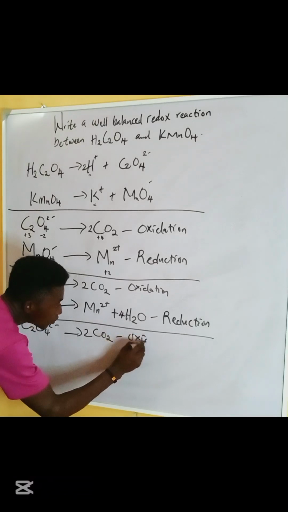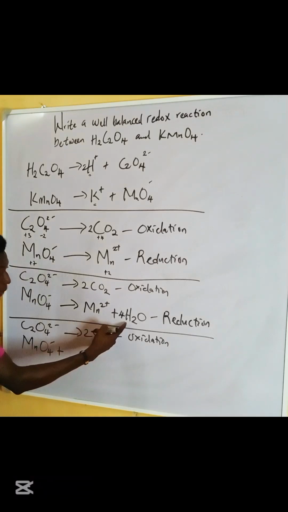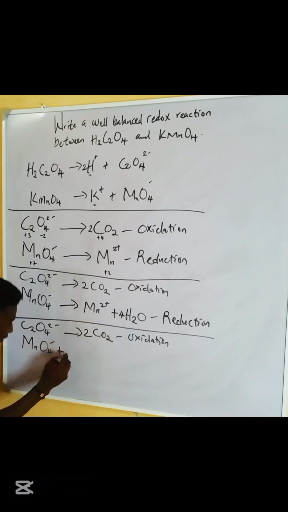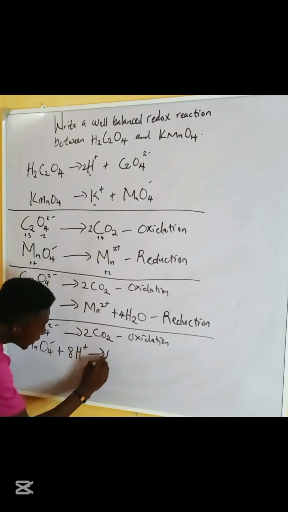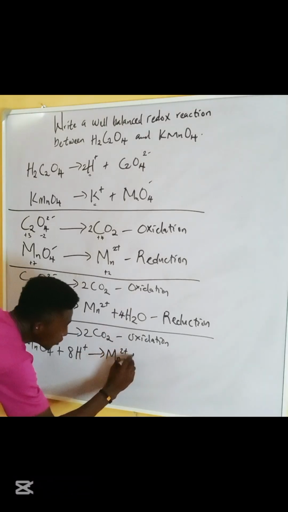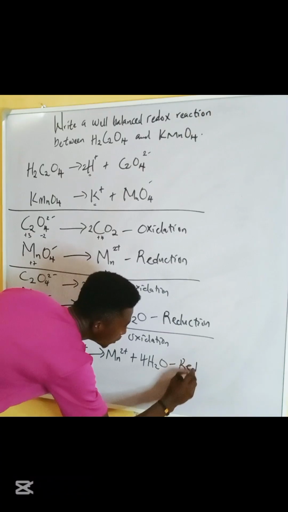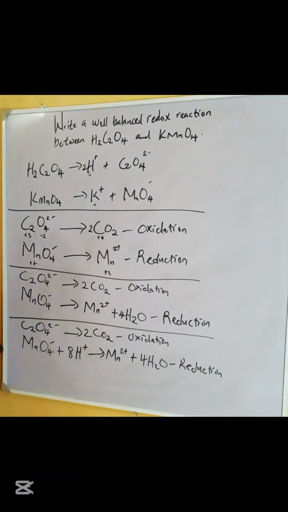to 2CO2, oxidation. Now for my reduction, I have this plus how many hydrogen atoms do I have here? 4 times 2 is 8. So I have plus 8H plus. Do you understand now? To form Mn2 plus, 4H2O, which is my reduction. Please follow me carefully. This is actually simple if you follow it step by step.